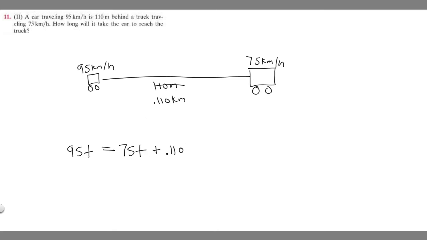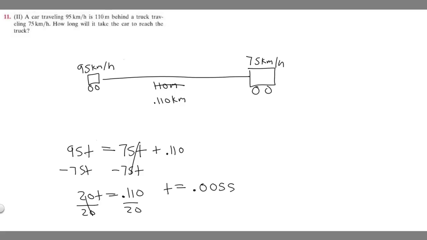If we solve for t, keep in mind that this is in hours, this is in hours, so it's going to give us t in hours. That's a time, but we'll probably convert it into seconds afterwards. So all you've got to do is solve for t. If we subtract 75t from both sides, 95t minus 75t is 20t, and we have this 0.110, so 20t equals 0.110. If you divide by 20, you're going to get t. So t equals 0.110 divided by 20, which equals 0.0055. Keep in mind this is hours, correct?